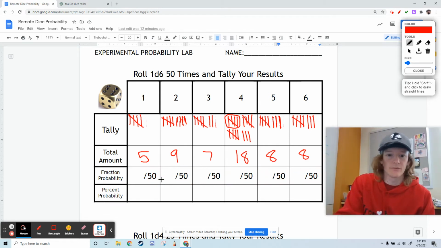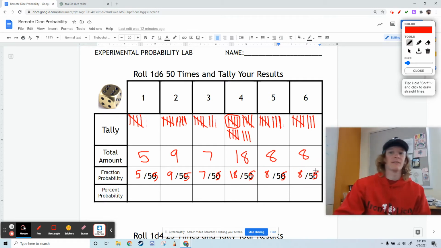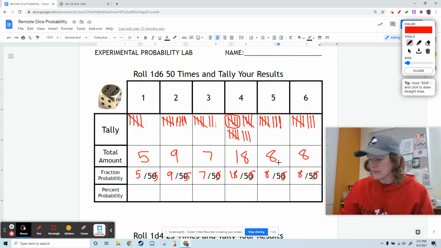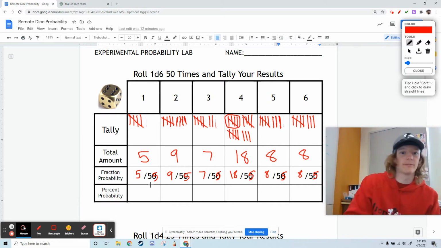All right, so we've got 55, 55, 55, 55, 55, 55. All right, so out of 55, we had 5 out of 55, 9 out of 55, 7 out of 55, 18 out of 55, 8 out of 55, and 8 out of 55. For yours, it should be 50. It's going to be a little easier, but now we need to convert to a percent.